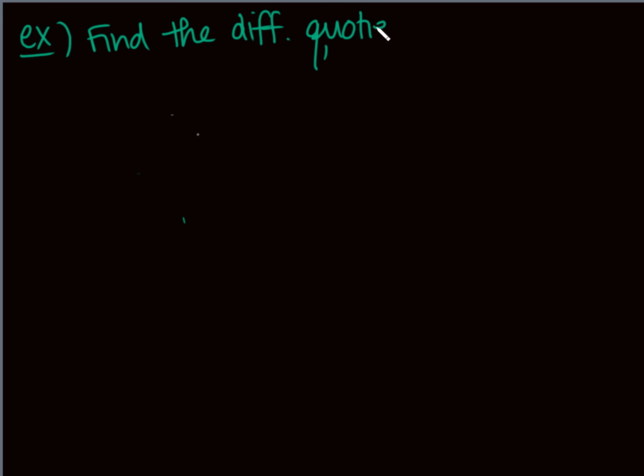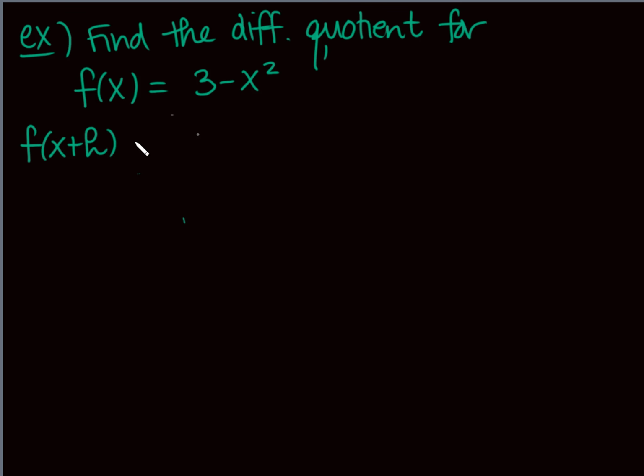Okay. All right, so let's look at an easy example. Find the difference quotient for the function f of x equals 3 minus x squared. Okay, so here's the difference quotient. It's f of x plus h. I'll give that to you. There's no need to memorize that, but I do want you to know how to simplify this.